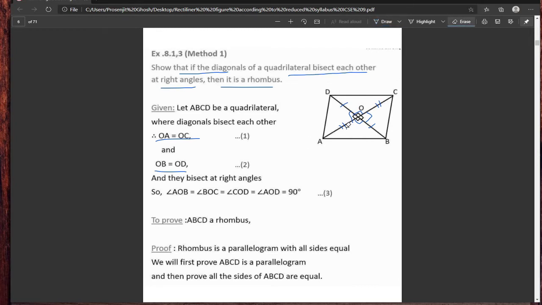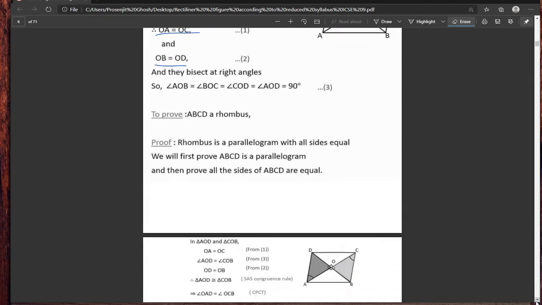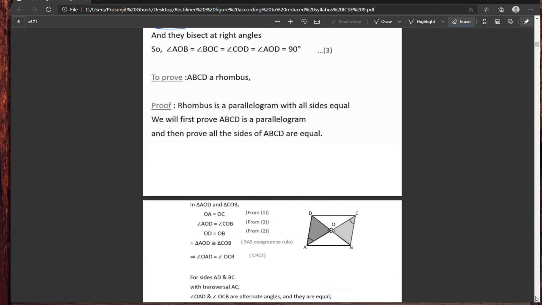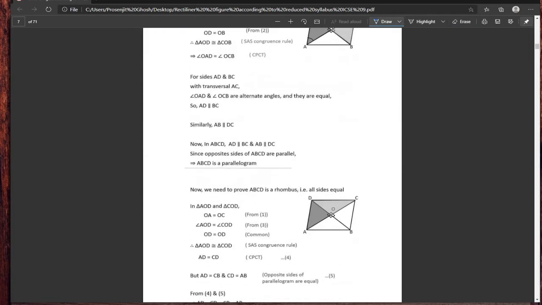I gave you two types of methods over here, so no issue with that. You can use any one of those. I'm just explaining the first one. Now how to prove? We have to prove that ABCD is a rhombus. Now, a rhombus is a parallelogram with all sides equal, and we first prove that ABCD is a parallelogram. Then we will come to that equal part. Okay, so let's start.